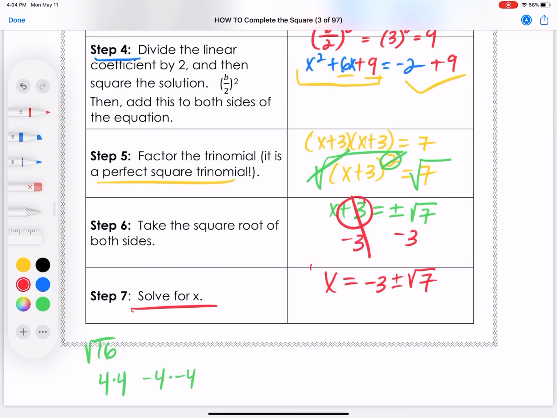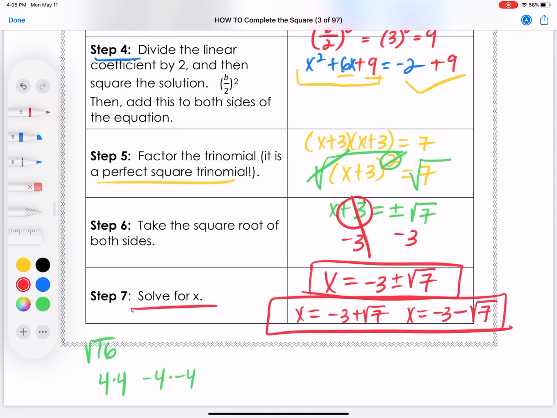So you could leave this as your answer, but I want you to know that this is the same thing as x equals negative 3 plus radical 7, and the other one is x equals negative 3 minus radical 7. Okay, so either one is fine. I'm not going to make you write it out like this right now. On your homework, you could leave it as this version up here, but just know that you could separate it so you have 2 roots.